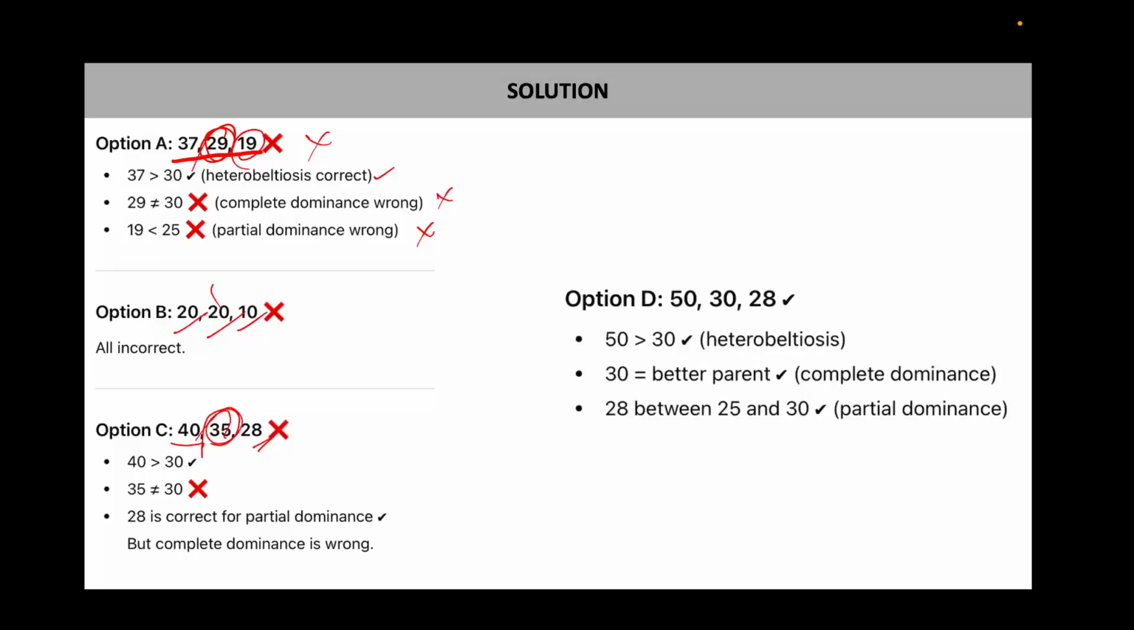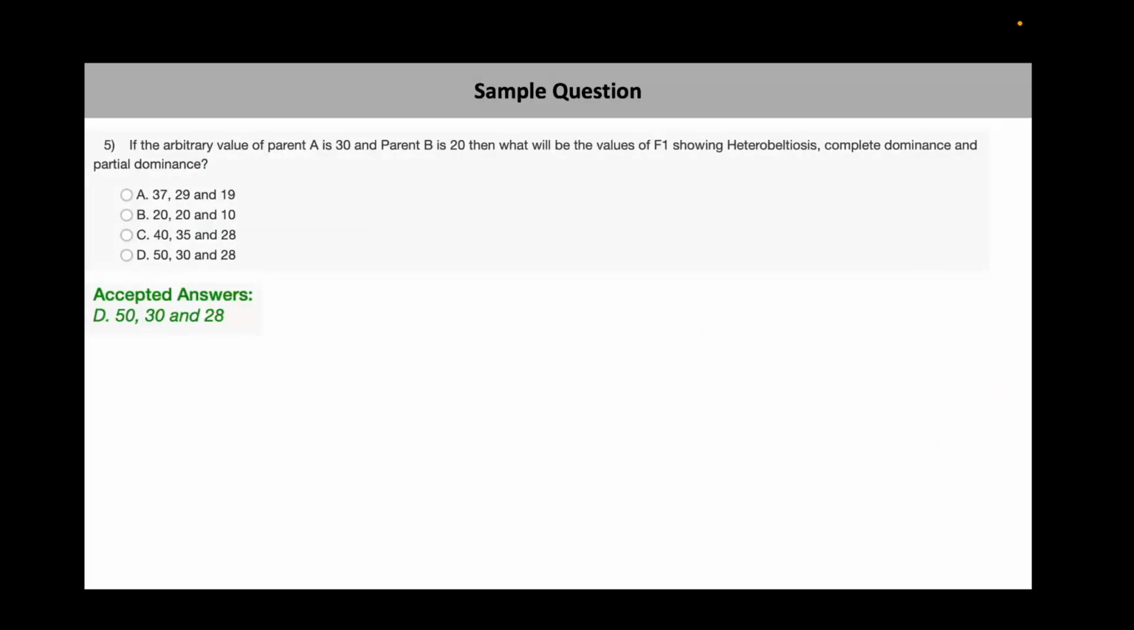But in the case of option D, 50 is more than 30, so heterobeltiosis is correct. 30 happens in complete dominance, equal to the better parent. That is also correct. And 28 lies between 25 and 30, so partial dominance is also correct. So in this case, option D is correct. The answer is 50, 30, and 28. I hope this question was clear. Let's move on to the next question.